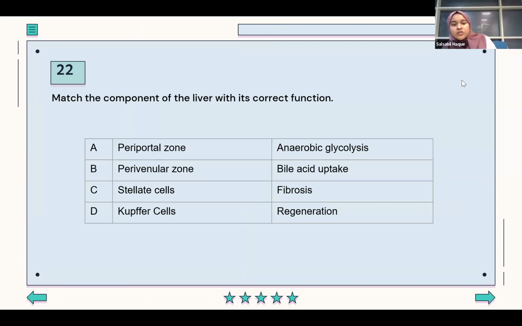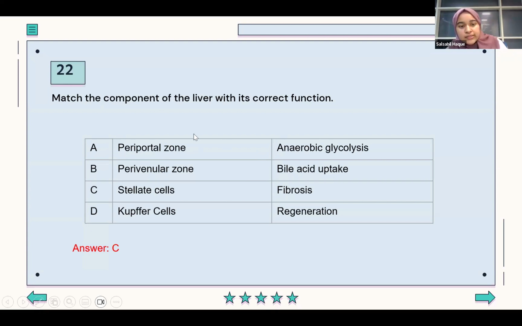Okay. Match the component of the liver with its correct function. All right, C. Let's see if you're right once again. Yes, you're right once again, mashallah. The answer is C. So we'll go through all of these again when I do the recap.